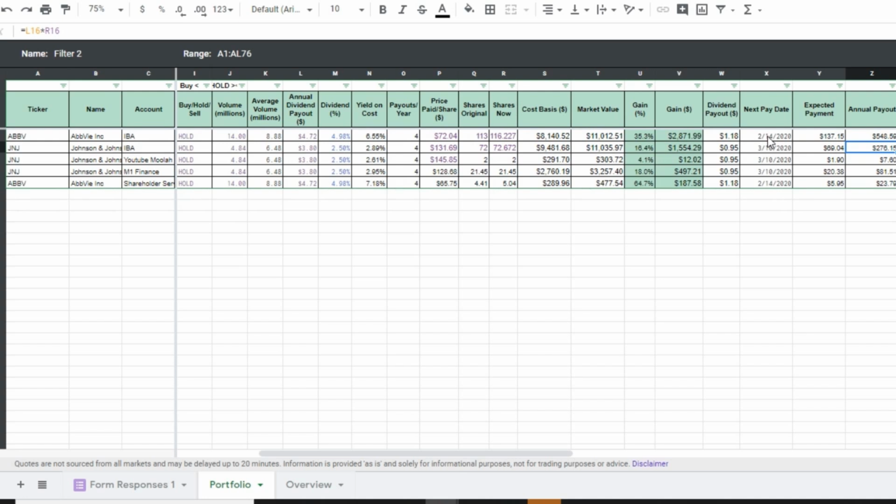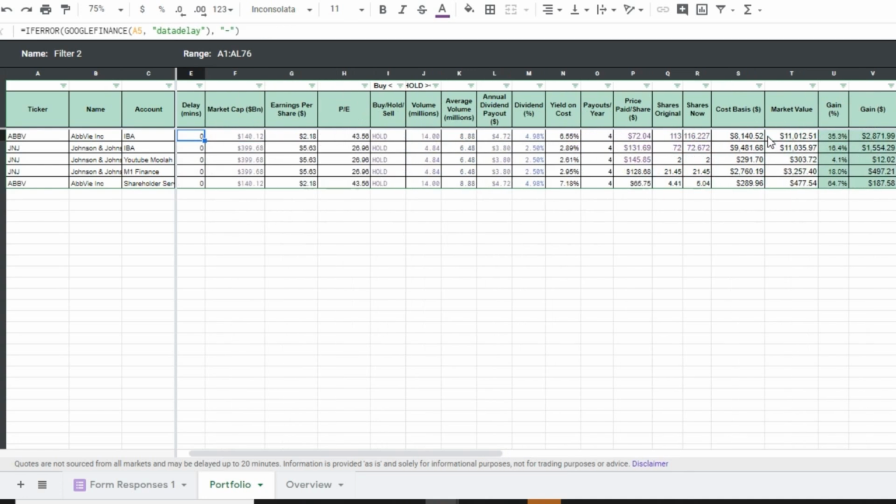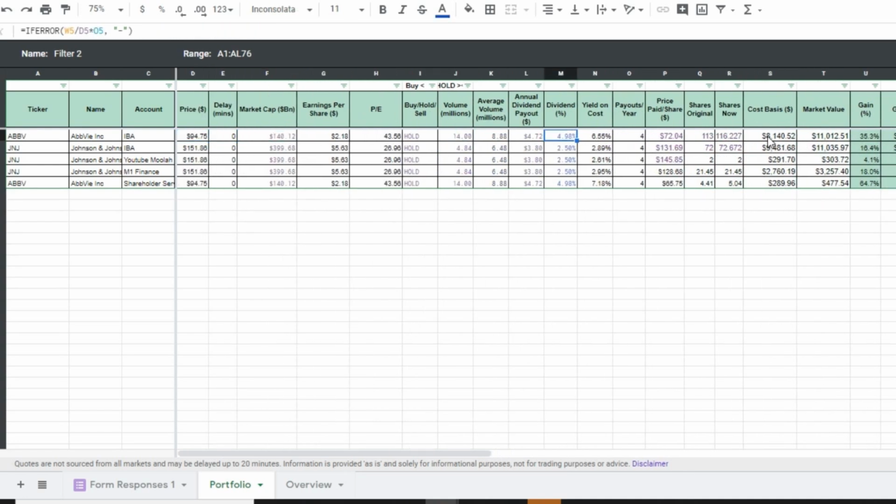Then you have Johnson & Johnson, which the yield is a little bit less. You can see my yield on cost for AbbVie is about 6.5% and 7% respectively, depending on what account you're looking at. But the current dividend yield now, just based off of a price rise over the past couple months, is actually down to 5%.